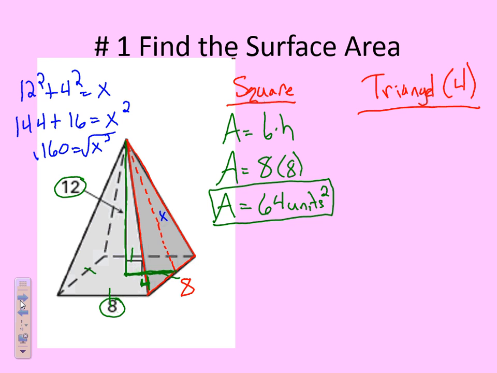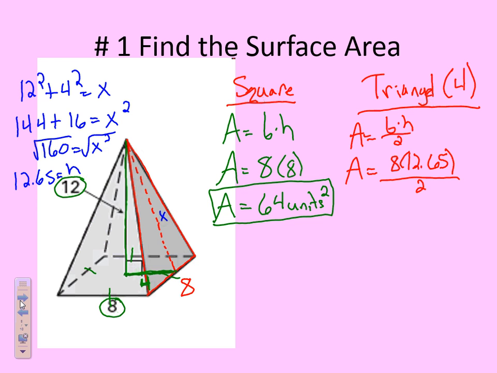Take the square root of both sides, and I'm going to get 12.65 equals my height. Now that I know my height and my base, I can come back over to my triangle. Area equals base times height divided by 2. So area equals 8 times 12.65 divided by 2. So my area for one triangle is 50.6.